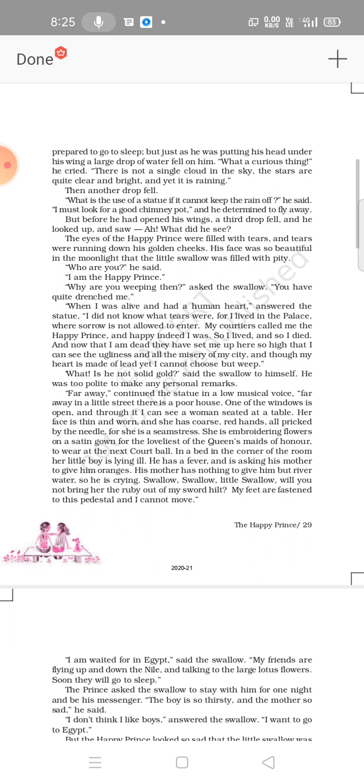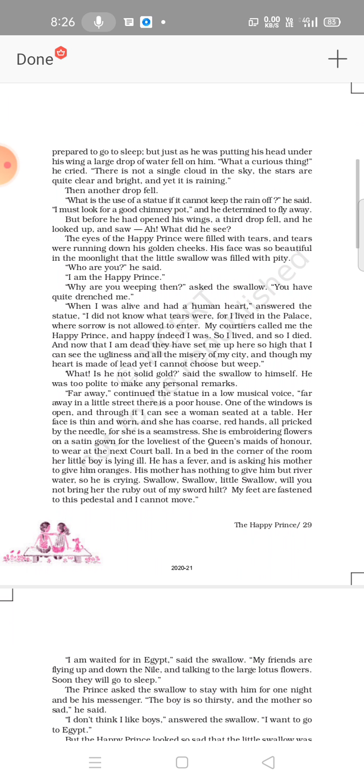The swallow flew back to the happy prince. He felt warmer, though it was cold. The happy prince told him that it was because he had done a good act. The swallow wanted to fly to Egypt, but the happy prince told him to stay there one more night.